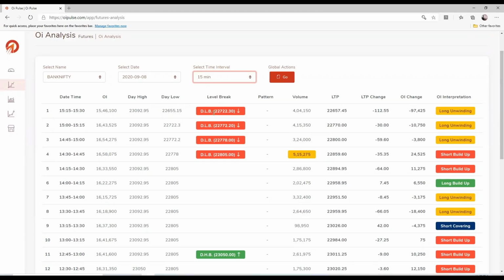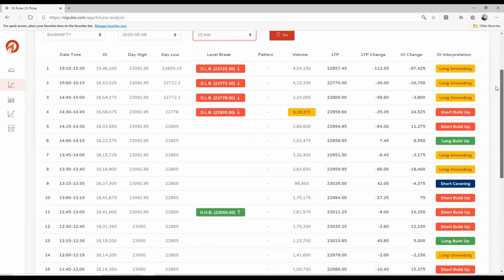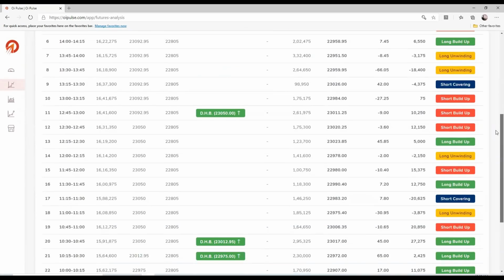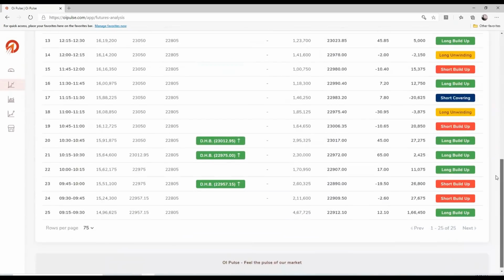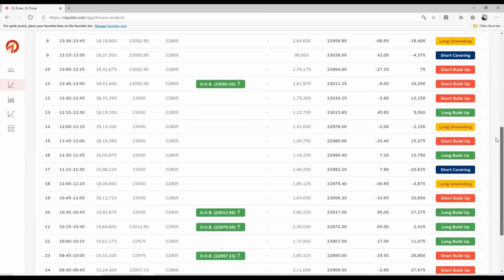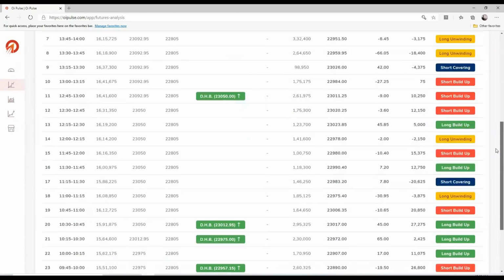And you would be wondering, what is this DLB? What is this DHB, right? DLB is nothing but the day low break. DHB is day high break. Whenever we see that the day low or day high is getting broken, and that too with a significant volume, then you will always see that the particular trend momentum is carrying forward.